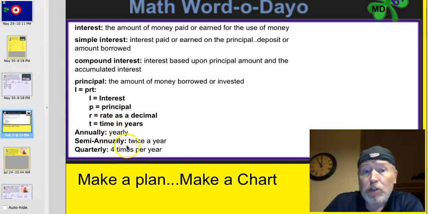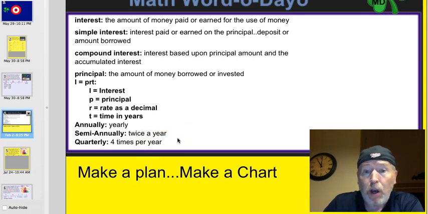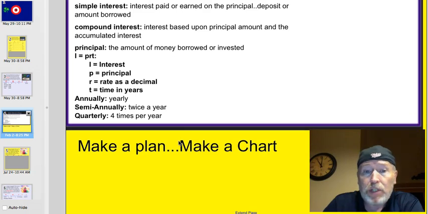Annually, that means yearly. Semi-annually is a term we'll use. That's twice a year. Quarterly is 4 times per year. All right, I think it's important when you're working with this to make a plan and make a chart. What do I mean by that?